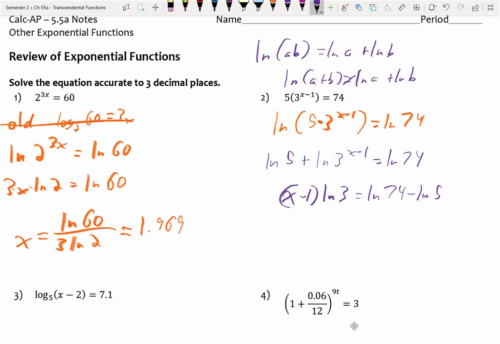Doesn't matter either way. I'm going to divide by the ln of 3, and I'm going to add 1. So I get the ln of 74 minus the ln of 5 over the ln of 3, plus 1. And you have to ask yourself, is that in calculator-ready mode? Yes, natural logs are calculator-ready, meaning any scientific calculator on the planet will be able to do them.